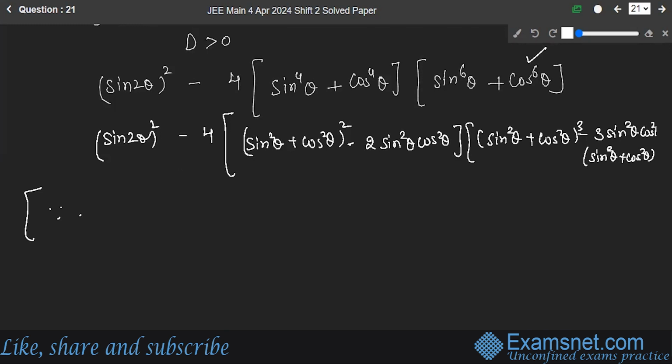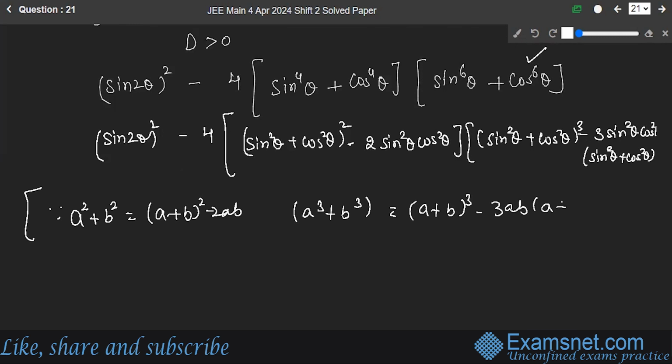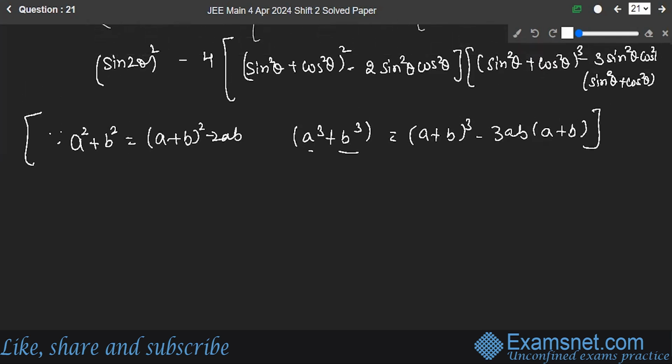I hope you know that a² + b² is equal to (a + b) whole squared minus 2ab, and a³ + b³ is equal to (a + b) whole cubed minus 3ab into (a + b). So in this case, a is sin²θ, b is cos²θ, and similarly in this case also a and b are sin²θ and cos²θ respectively. Okay, so this equation now becomes sin 2θ whole squared minus 4.